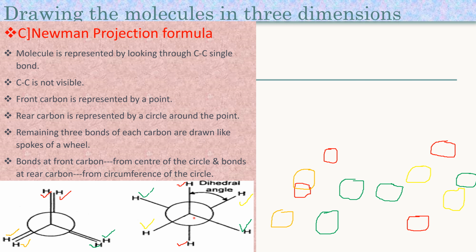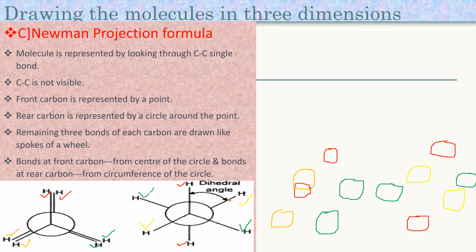In the second structure, these hydrogen atoms are away from each other. That means here the backside carbon atom, the rear carbon atom, is rotated by some angle, and it is called the dihedral angle. This angle by which one of the 2 carbon atoms is rotated is called the dihedral angle. Now here you can see it seems to be rotated by a 60-degree angle. So the dihedral angle here will be 60 degrees. So hydrogen atoms are away from each other. There is some distance between these 2 respective hydrogen atoms.